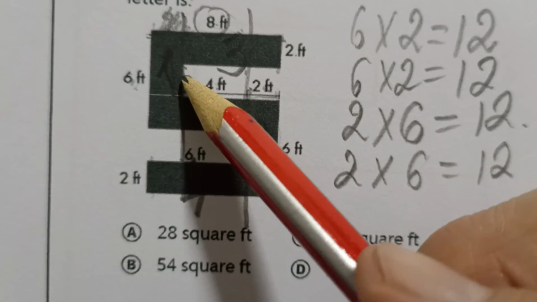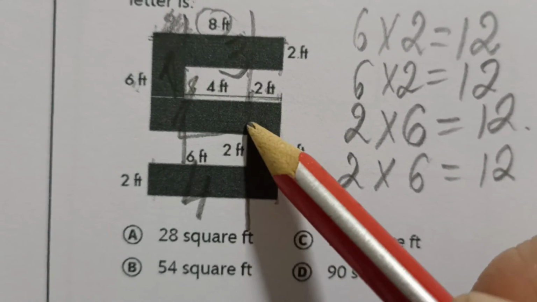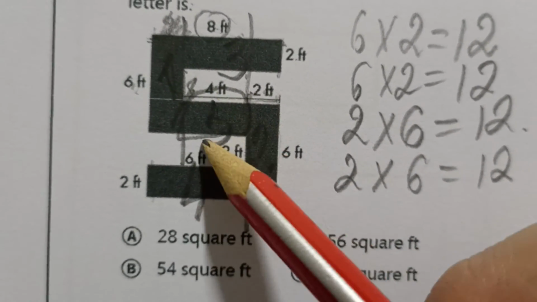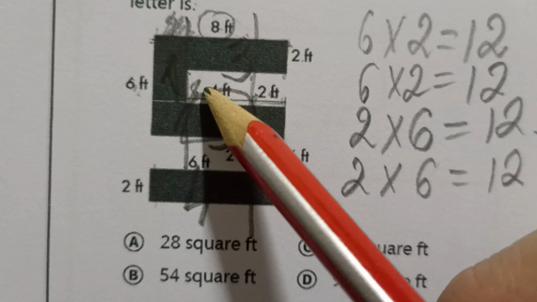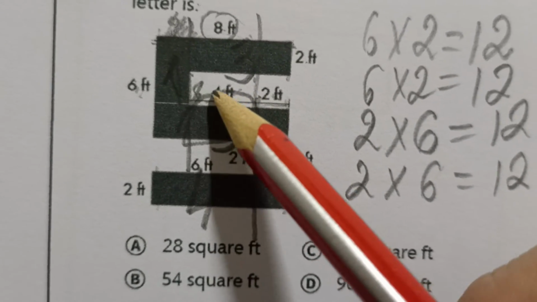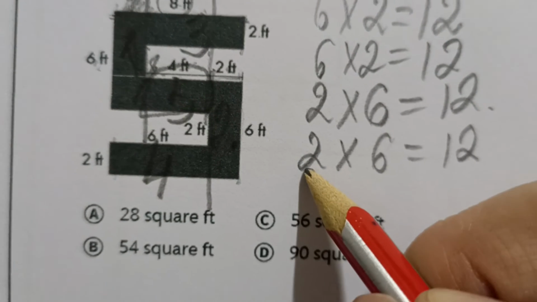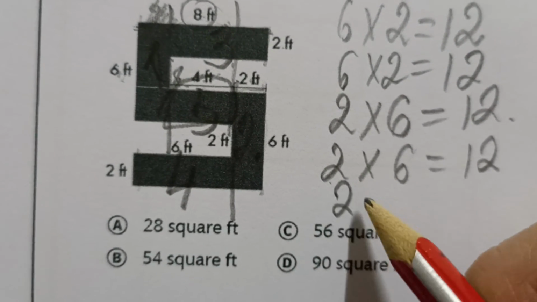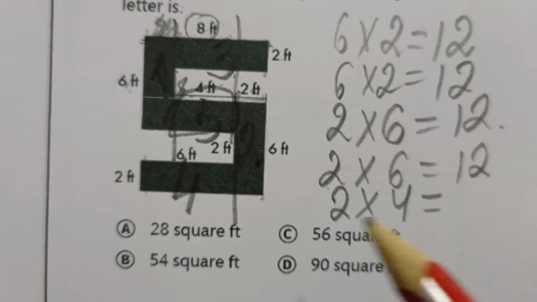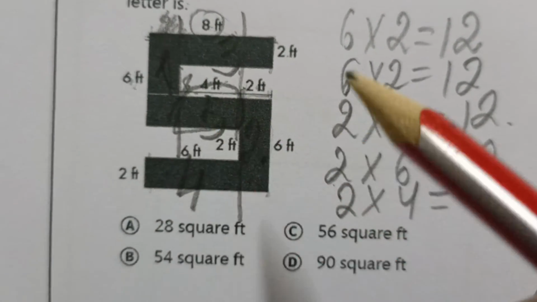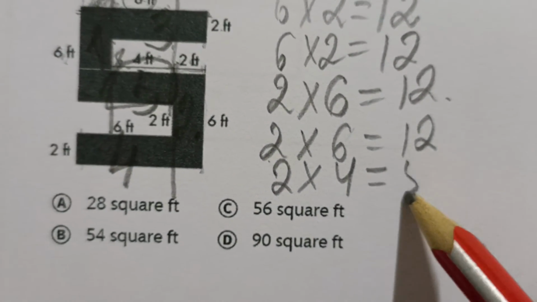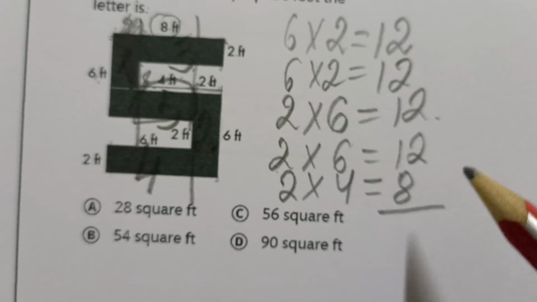And here, this one you have number 5. And here you can see 4 times 2. 2 goes down. So, actually, 2 times 4, this one, the fifth one, is going to be 8. Okay, now you need to add everything together.